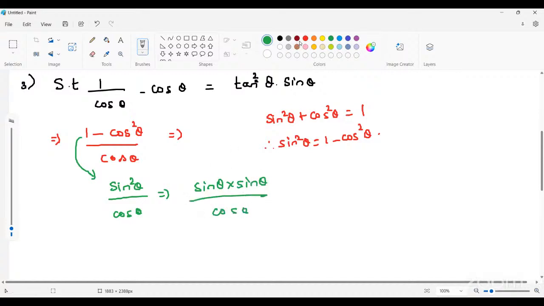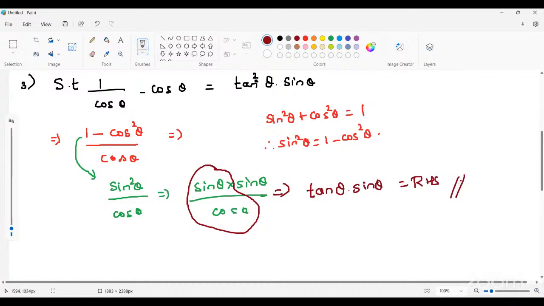So that we can write this and this separately. Right. So what is sin theta by cos theta? It is nothing but tan theta. Then what is left out is sin theta. This is equal to our right hand side. Hence, proved.